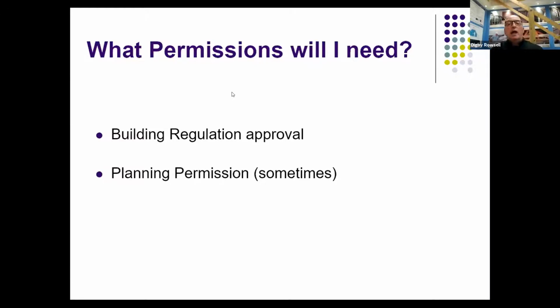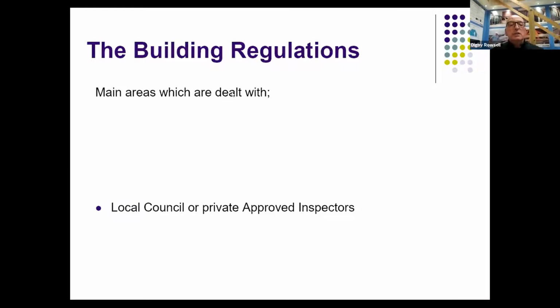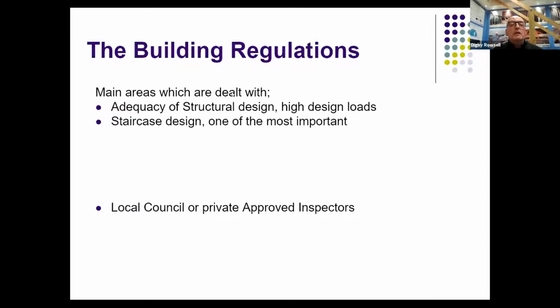Permissions. Two consents to consider are the building regulation approval and planning permission. The building regulations, the main areas that are dealt with, adequacy of structural design, and don't forget the high design loads that we spoke of. The staircase design, which is the single most important factor. We see lots of loft conversions, get sent lots of customers' drawings. The majority of the time, the staircase design we consider is pretty poor and could be improved.